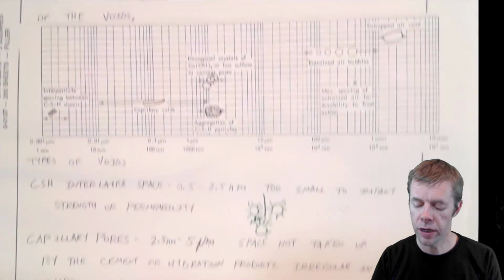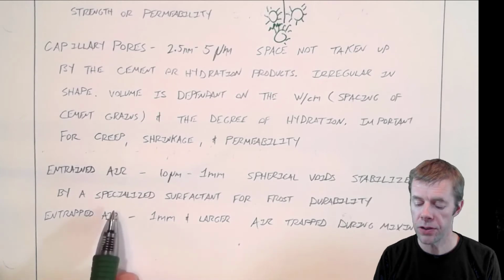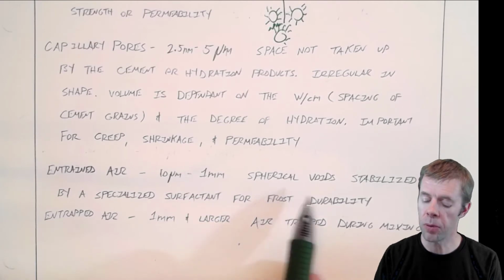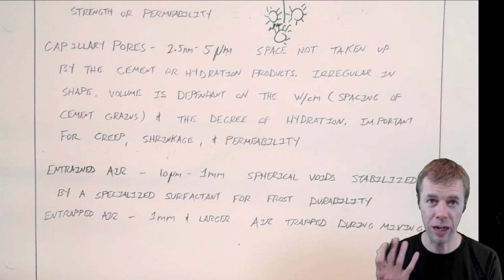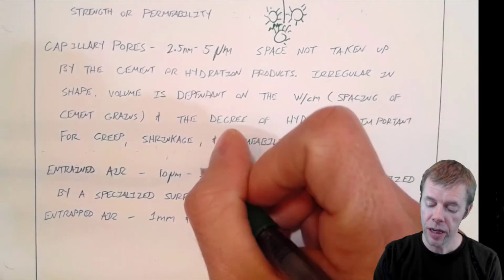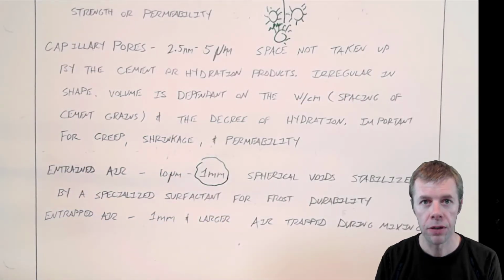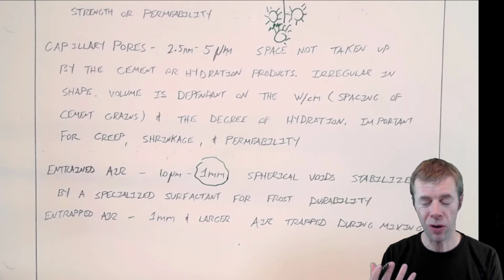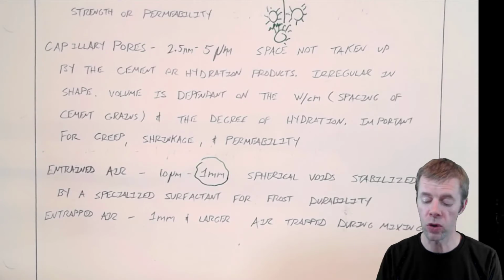And then let's move on to our next two types of bubbles or voids. Entrained air. These are 10 microns to 1 millimeter in size. These are spherical voids that are stabilized by a specialized surfactant for frost durability. This is an air entraining admixture added to concrete. Also, this 1 millimeter, is this some magical number? No, it's not. Someone just had to pick a point. When I use air entrainer inside concrete, the majority of my voids are less than 1 millimeter.